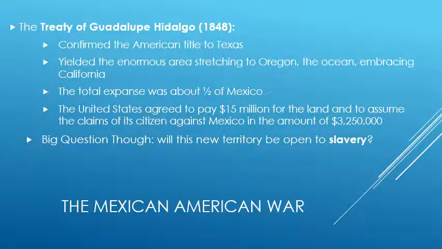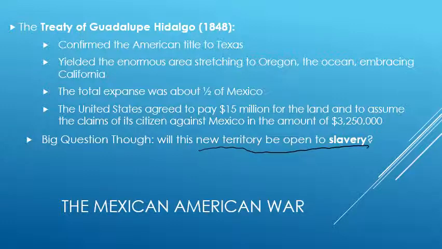So that's all fine and dandy until you get to 1848, which I'm going to go through kind of quickly because we already learned about this with the Mexican-American War. But in the Treaty of Guadalupe Hidalgo, the U.S. gets a huge chunk of land, parts of Texas, areas stretching into California, the southwest of the United States. And you have this big question, which is, will this new territory be open for slavery?